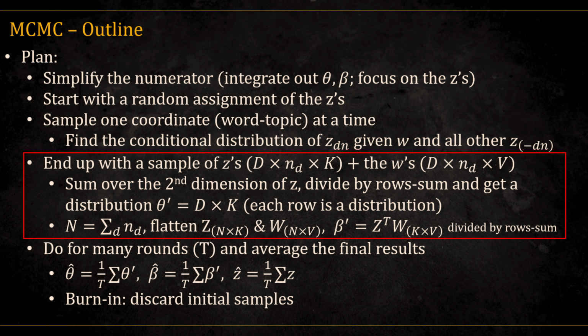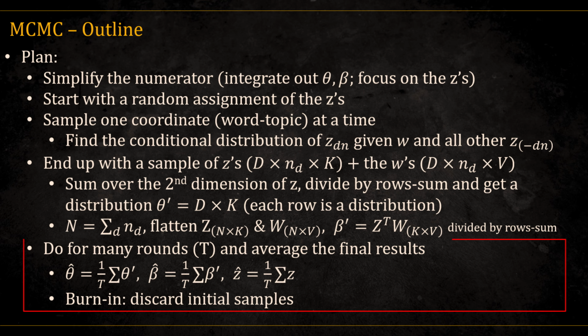Document topic proportions, theta, are obtained by counting topics within each document and normalizing. Topic word distributions, beta, are obtained by aggregating word counts per topic across the corpus and normalizing. We repeat this procedure for many iterations and average the resulting estimates. The first samples are typically discarded as burn-in, since the chain has not yet converged to the stationary distribution.